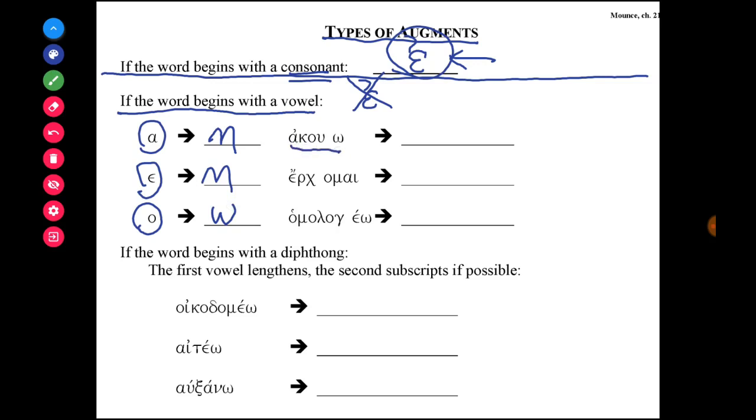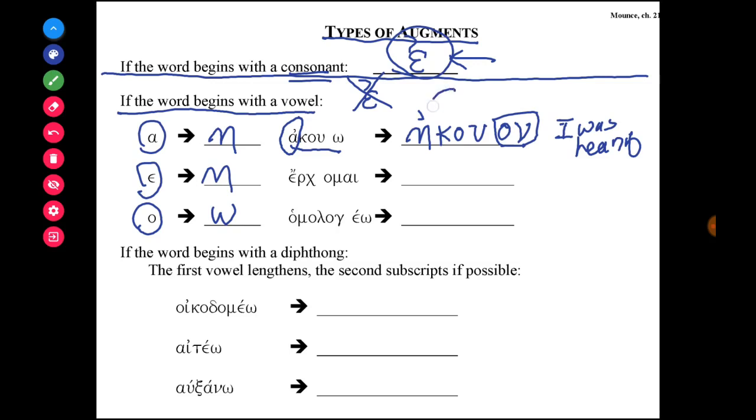Akuo, I am hearing. If I were to say I was hearing, rather what I do is I make that alpha long, and then I add my secondary active suffixes, on, s, e, amen, ate, on. In this case, I'll just add on to it, and this is I was hearing, where all the rules for the imperfect apply regularly here with this verb.